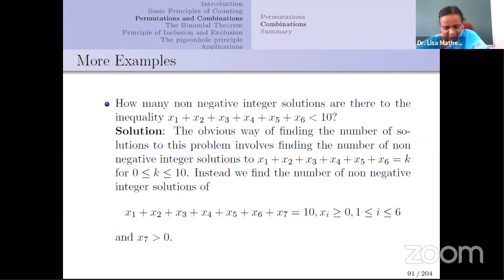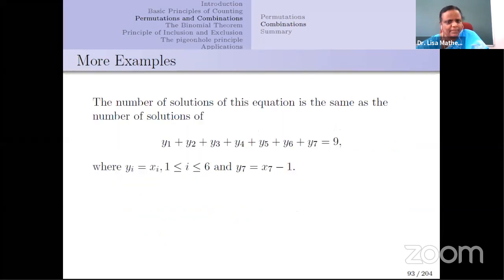Now what I do is this. I take y1 as x1 itself, y2 as x2 itself, and so on till I get y6 equal to x6. And y7 alone I take as x7 minus 1. And then when I put that into this equation, I get y1 plus y2 plus y3 plus y4 up to y7 is equal to 9.